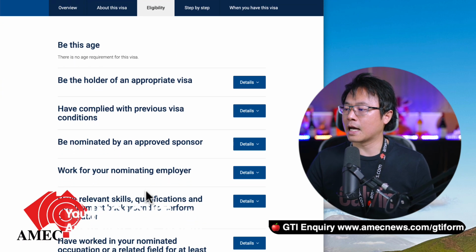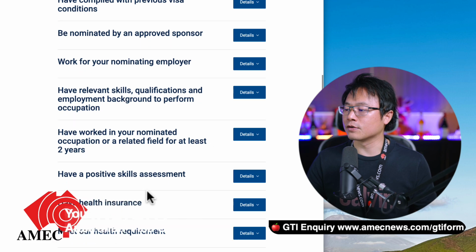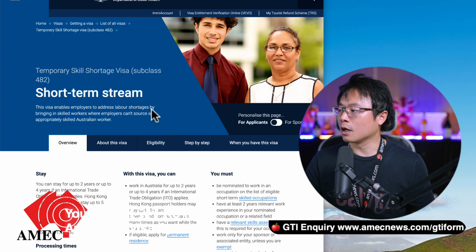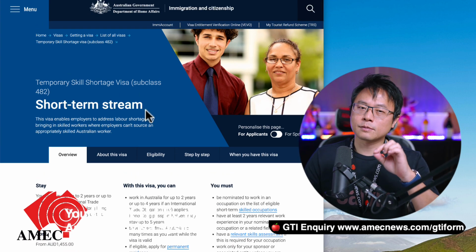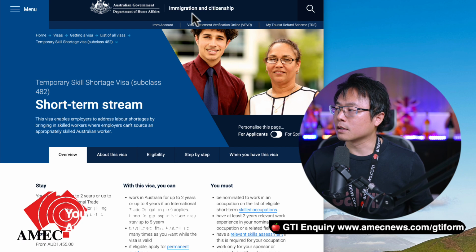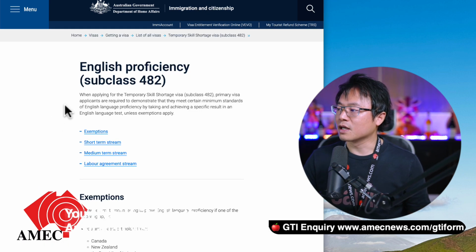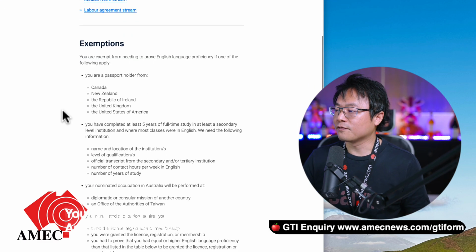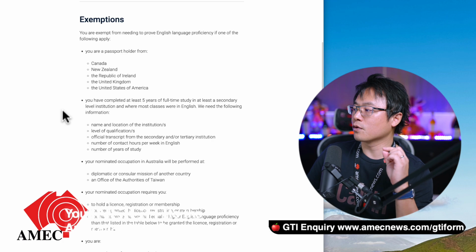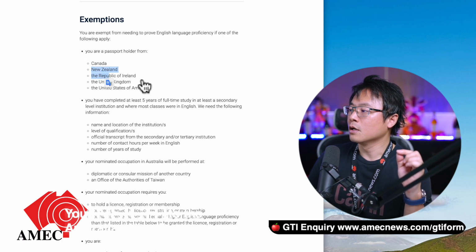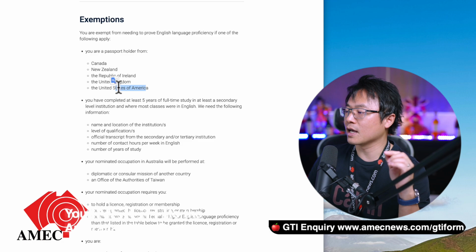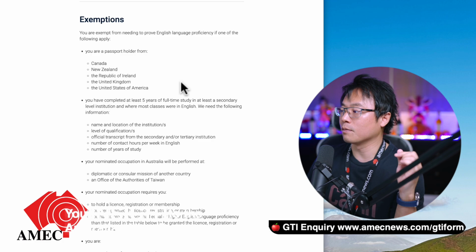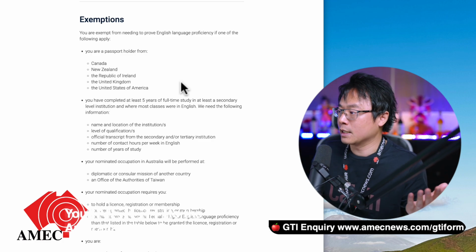The only difference I can actually see here is the English requirements. Rather than go through all the information, since I've done a specific video on this previously, I'd like to go through the English proficiency for the subclass 482. There are differences here. First of all, there are the exemptions. If you're a passport holder of Canada, New Zealand, Ireland, UK or USA, you're not required to demonstrate English, even if you cannot speak English at all, but I doubt that you can actually get a job anyway.